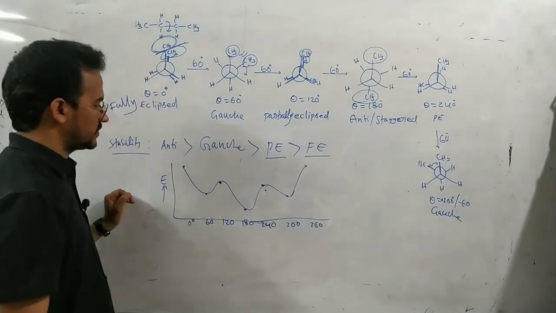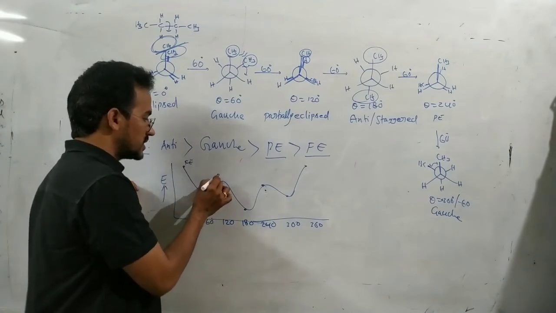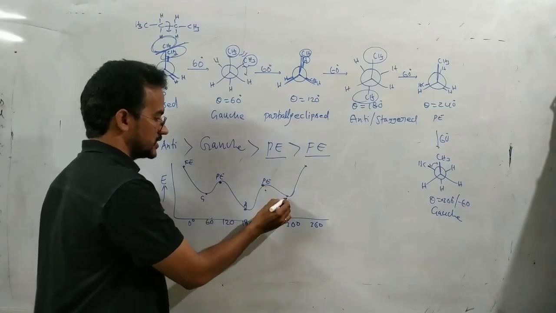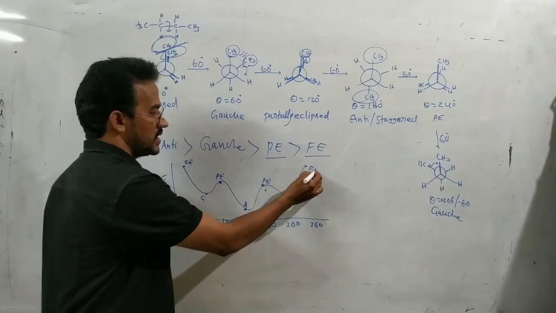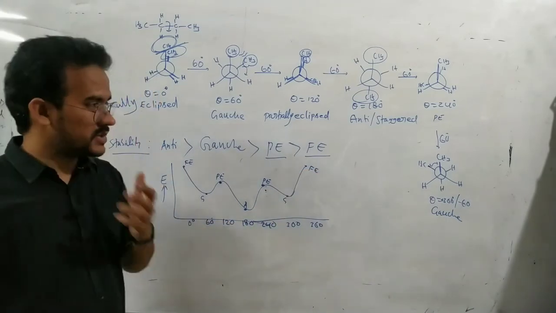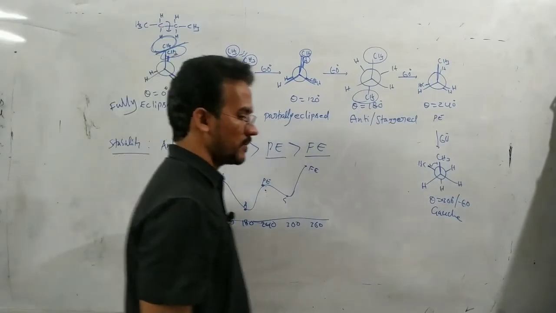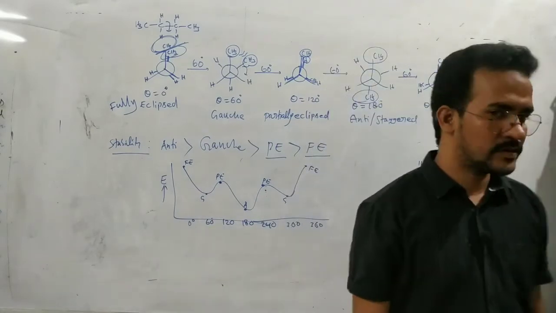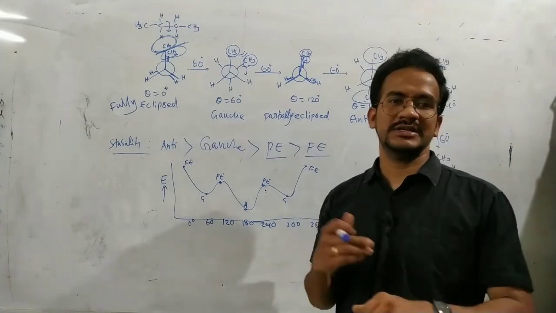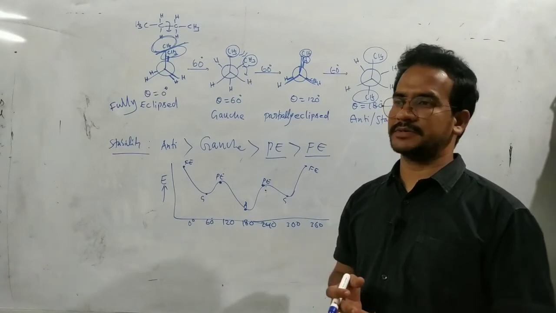It is a fully eclipsed conformation at 0, at 60 gauche, partial eclipse conformation. This is the anti-conformation. Here partial eclipse. This is a gauche conformation. It is a fully eclipsed conformation. Okay, graphical representation of the conformations of butane. So here, in explaining the stability of these conformations, we have to consider the steric strain and Pitzer strain, nothing but eclipsed strain.